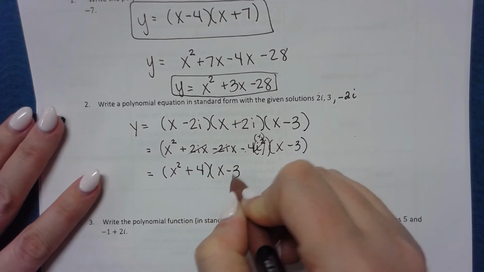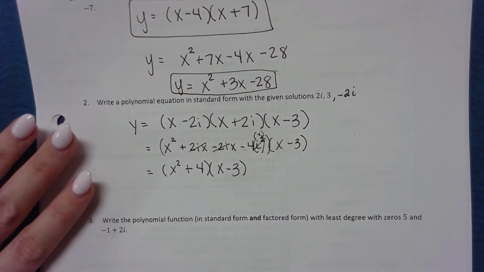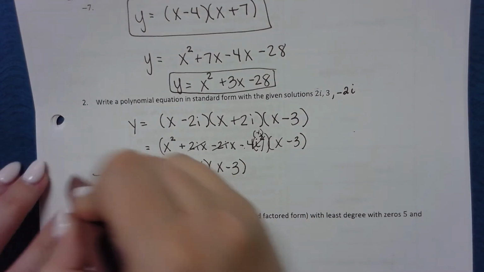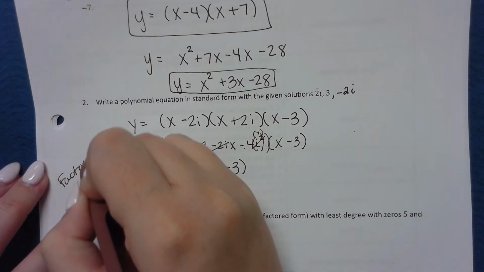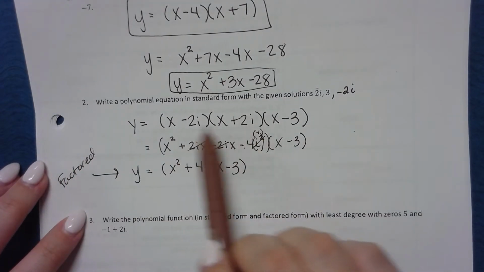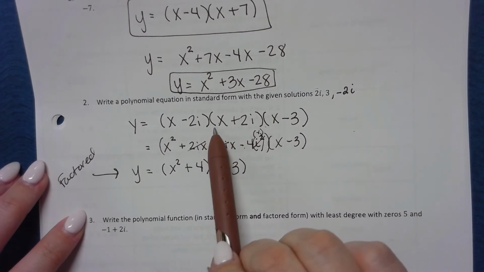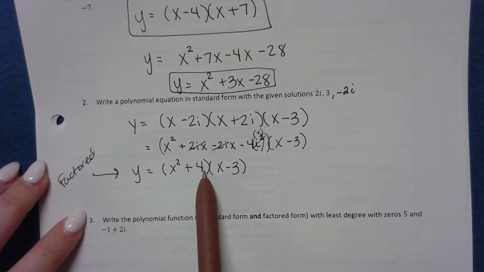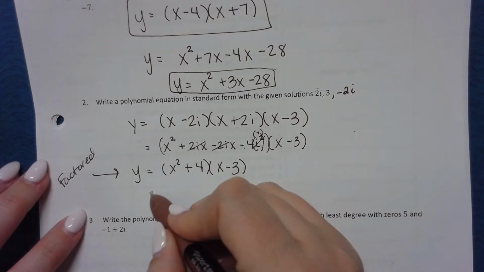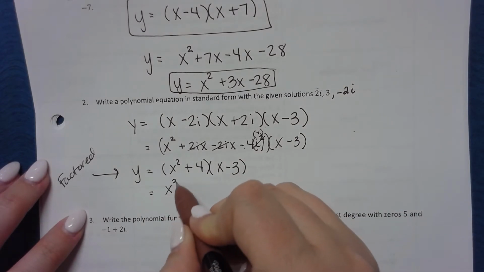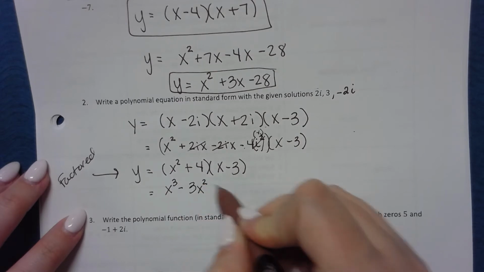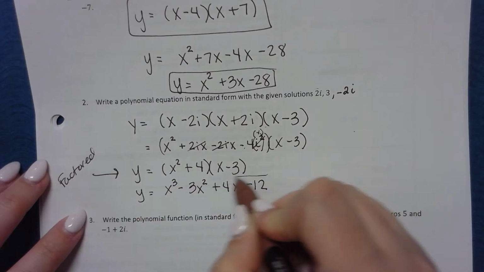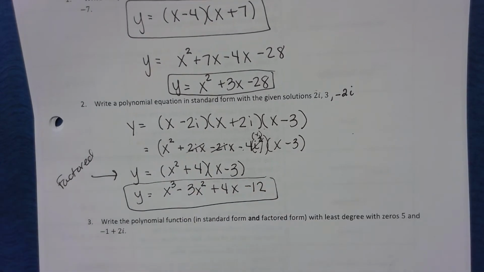Now, this problem did say to write it in standard form. However, this right here would be the factored form. I know it seems like this would be standard, but we don't want i's, so we have to go all the way until we don't have any i's left. This would be the factored form. Because it said standard form, we have to continue multiplying that out. Combine any like terms. There's our standard form.